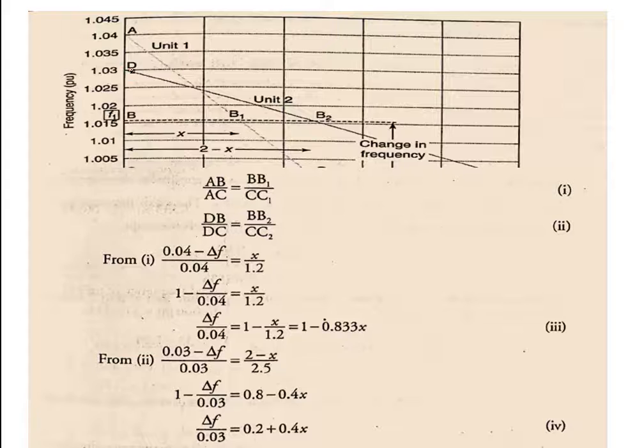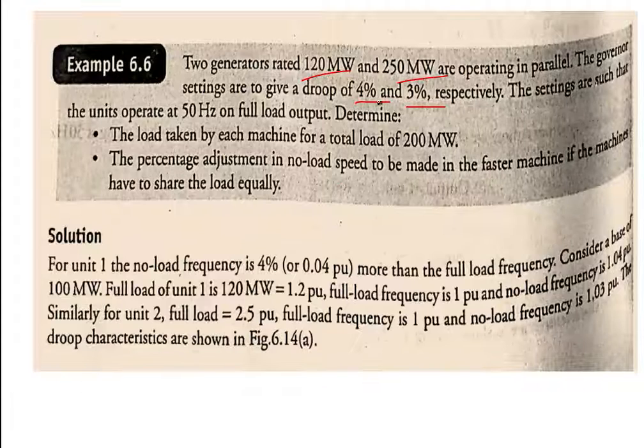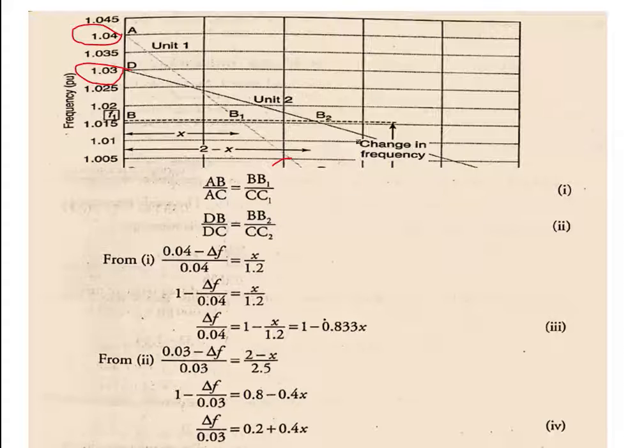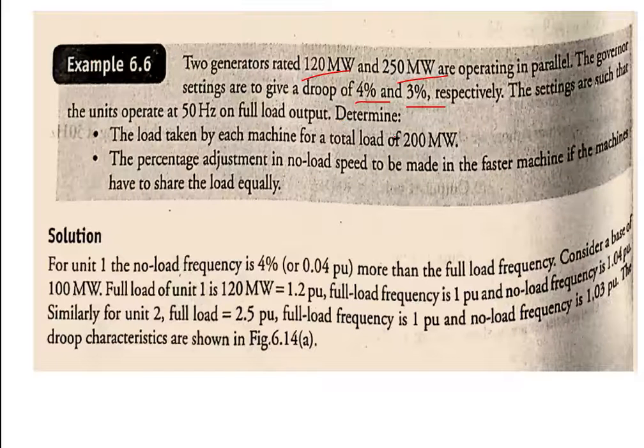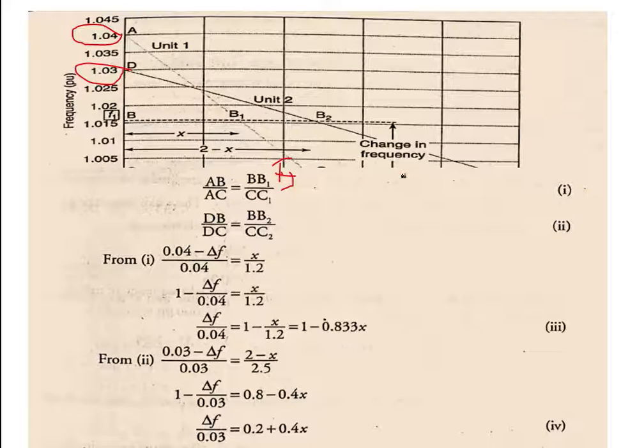Just look at this. 104 and 103. 104 belongs to unit 1. So for the first unit it is 1.2, 104. Here we get 1.2, and the other is 2.5, which is 3%, 103. So we get 2.5 per unit.